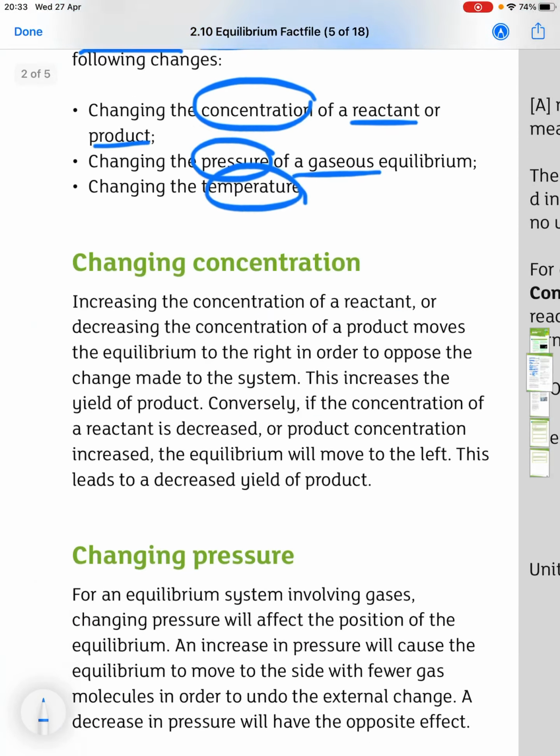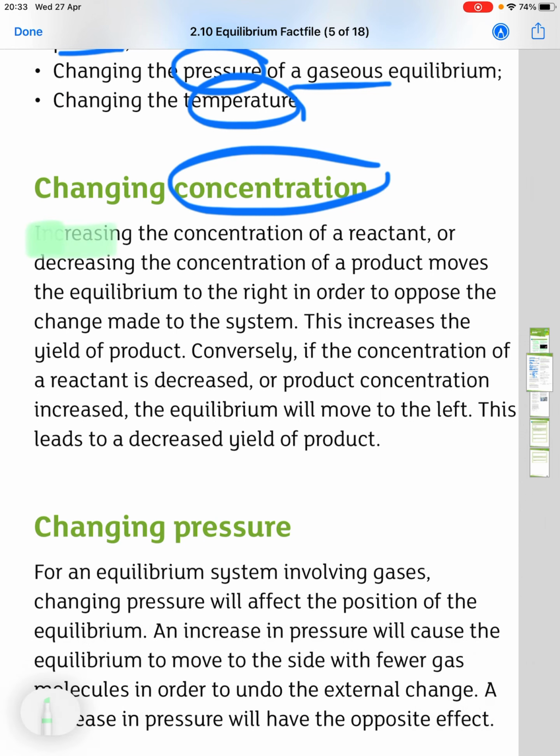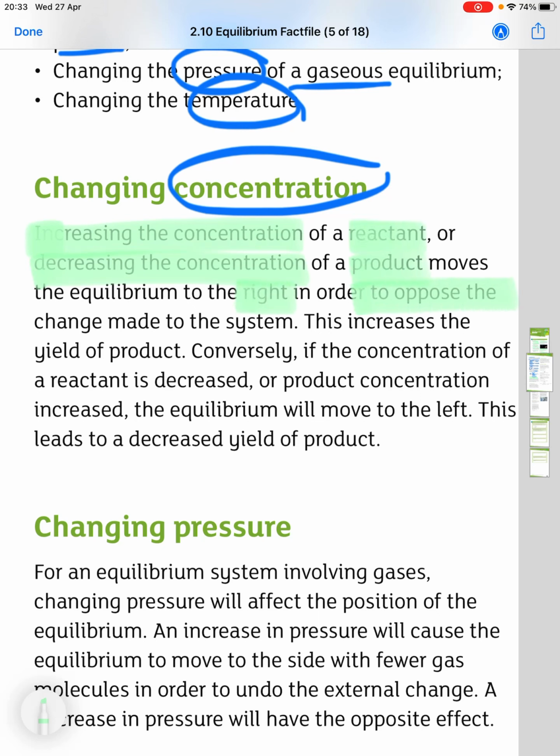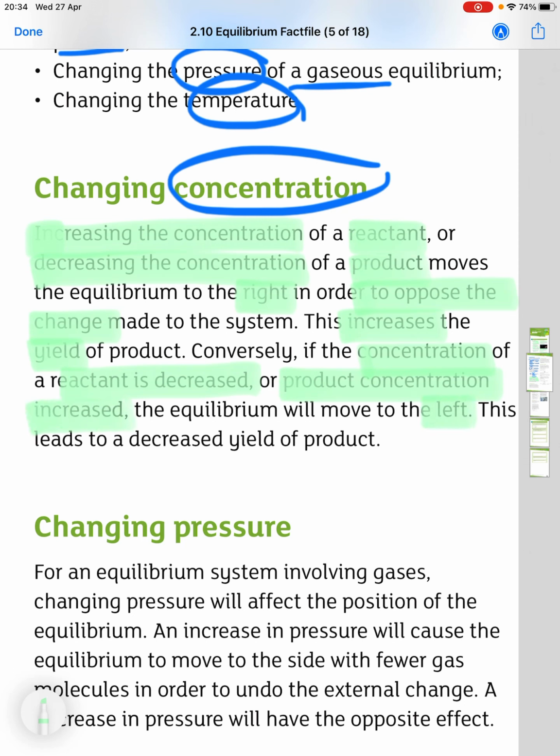And if we look at each of these in turn, look first at concentration. So increasing the concentration of a reactant or decreasing the concentration of a product moves equilibrium to the right in order to oppose the change made to the system. This increases the yield of the product. And conversely, if the concentration of a reactant is decreased or the product is increased, the equilibrium will move to the left, and this leads to a decreased yield of the product.